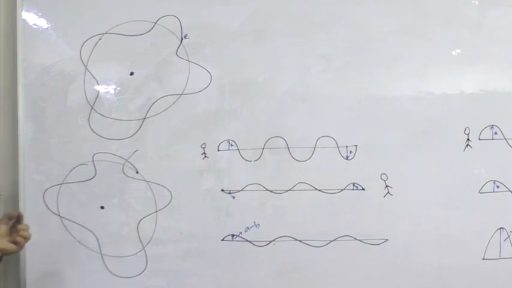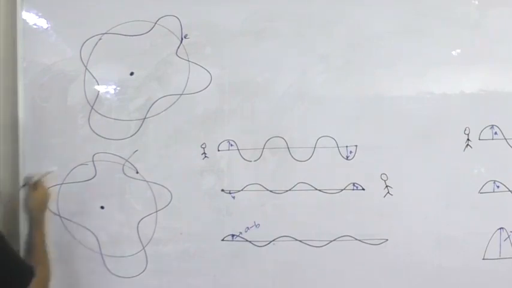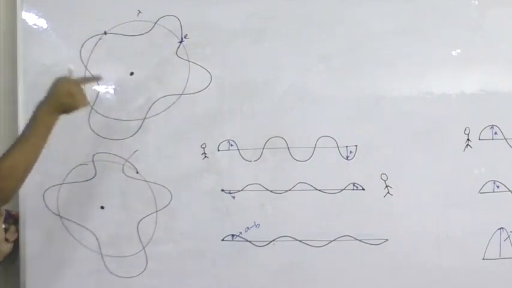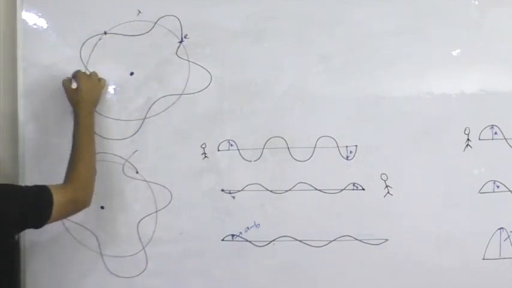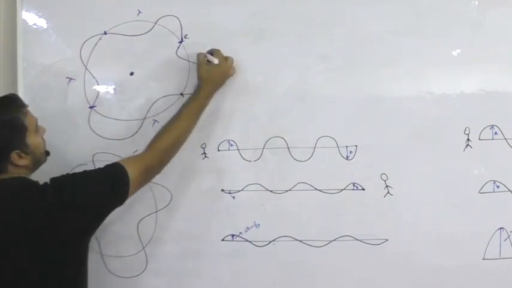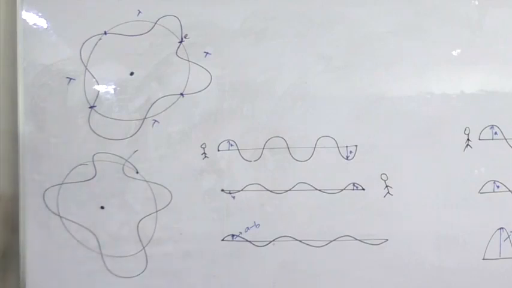This will be destructive interference and this will result in loss of energy, and because of that what will happen? The electron will lose energy and fall inside the nucleus. But we know that the electron is not falling inside the nucleus, which means that from here to here, what happened? This is one wavelength. From here to here is second wavelength. From here to here is third wavelength, and from here to here is what? Fourth wavelength.